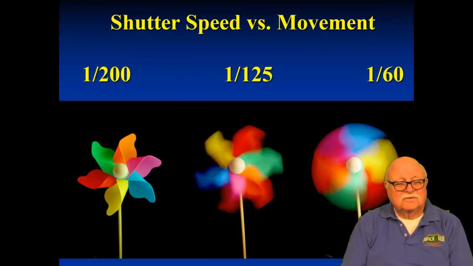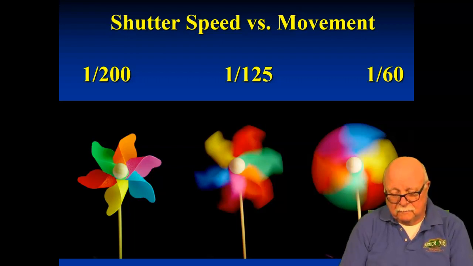Here's an illustration showing making a choice on what is important in your image. Here's a pinwheel and a fan, showing you how choosing the shutter speed makes a big difference in the final result of the image that you've taken a picture of. At 1/200th of a second, you can stop the motion of the pinwheel. At 1/125th of a second, you get some motion, but you can still see it's a pinwheel. At 1/60th of a second, this pinwheel is just a blur.